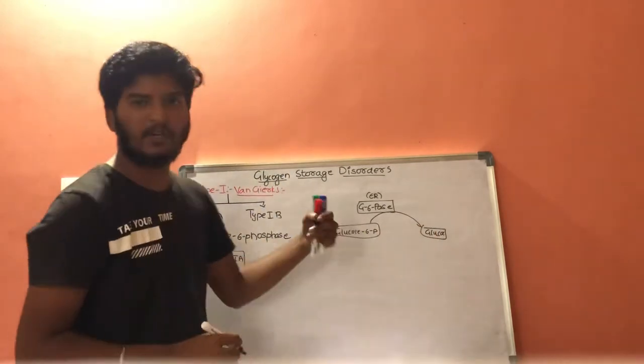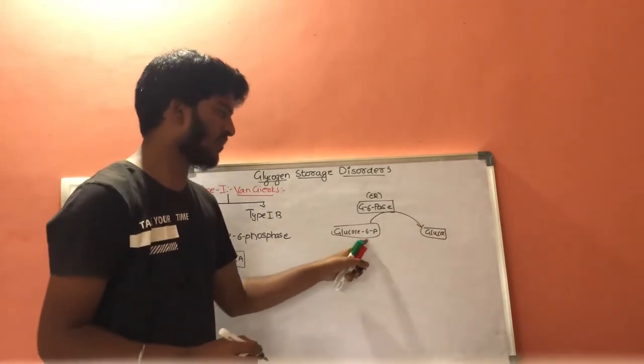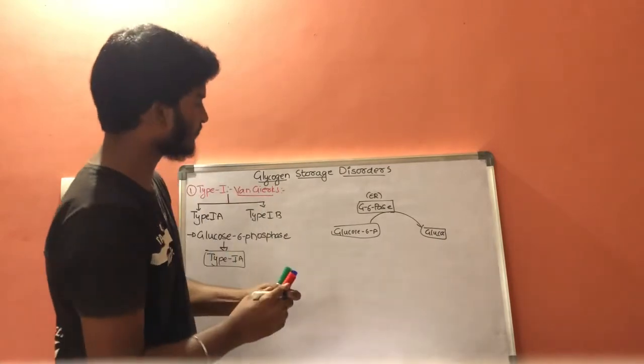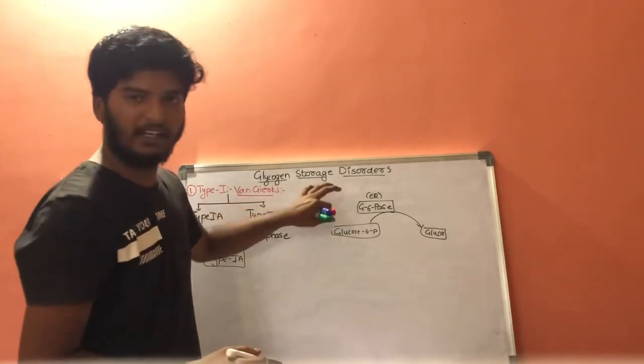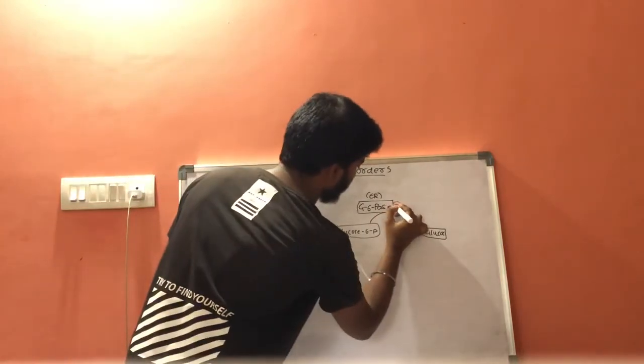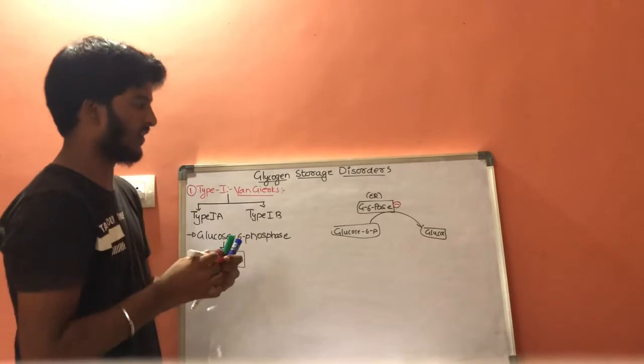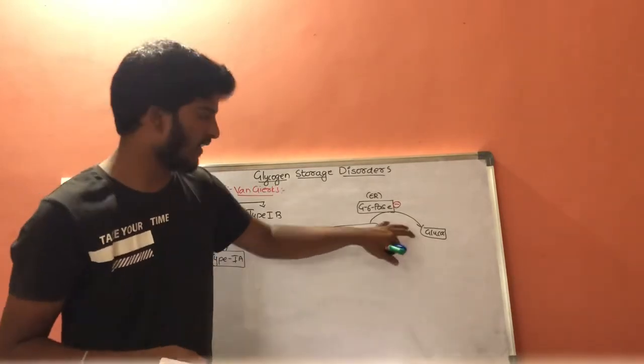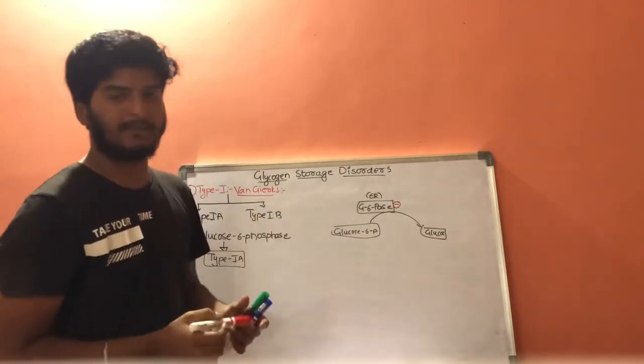The function of glucose 6-phosphatase is conversion of glucose 6-phosphate into glucose. Here the disease is caused because of deficiency of glucose 6-phosphatase. If there is no glucose 6-phosphatase, glucose 6-phosphate cannot get converted into glucose in the endoplasmic reticulum.